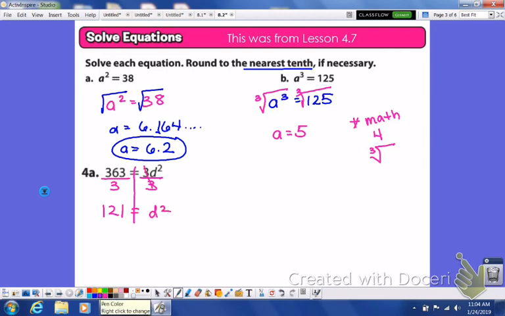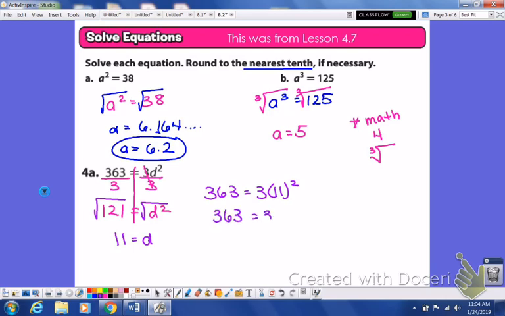And just like part A up here, the inverse operation of squaring is our square root. And hopefully you guys know the square root of 121 is 11. Again, you could substitute this back in. Show you how that works. 363 equals 3 times 11 squared. Follow your order of operations. We square first. Exponents come before multiplication. So 3 times 121, and 363. 3 times 121 is, in fact, 363.